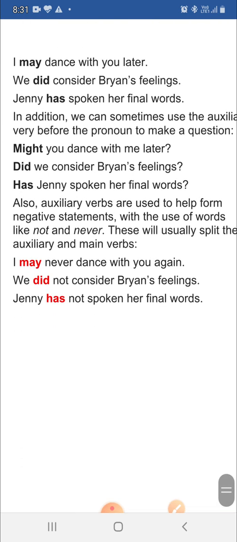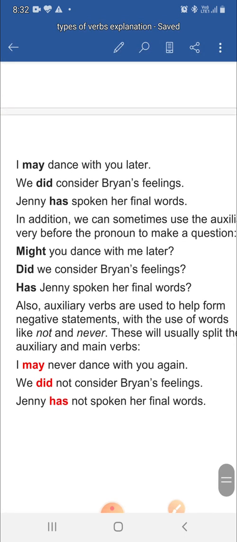I hope you have got a better understanding about the auxiliary verbs, and now you will be able to use it in the form of sentences. Till now, we have learned verbs and types of verbs. In the types of verbs, we have learned about action verbs, non-action verbs, transitive verbs, intransitive verbs, and the auxiliary verbs, that are the helping verbs. I hope you have understood it well.